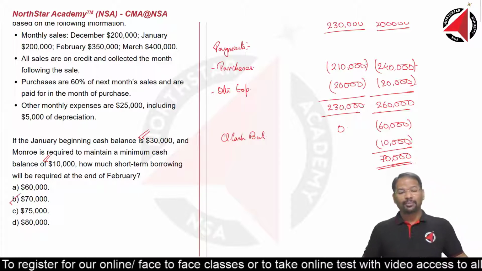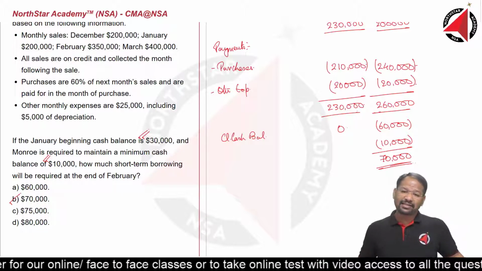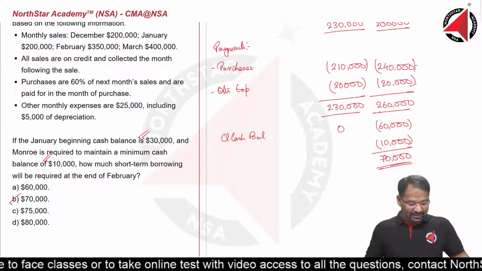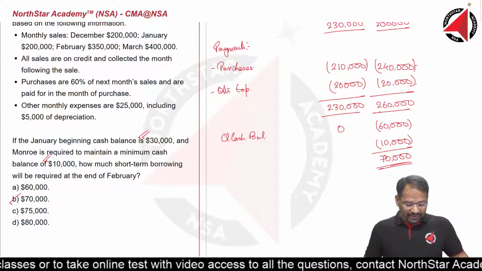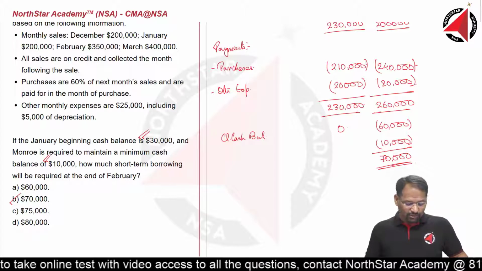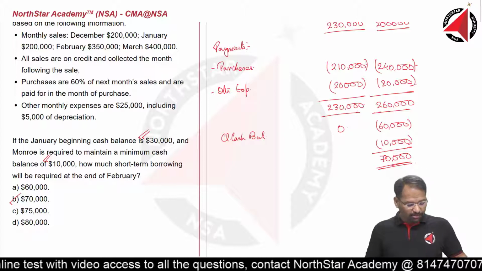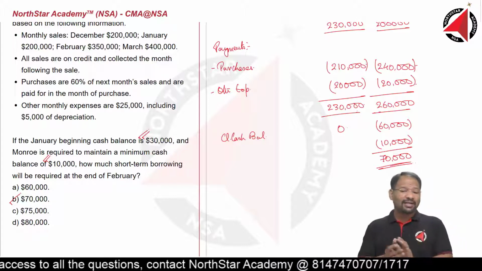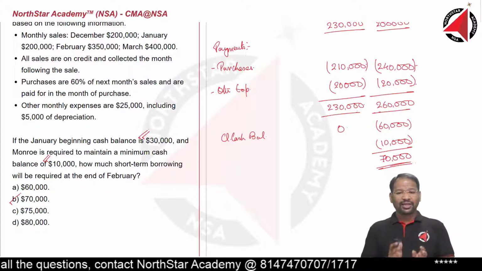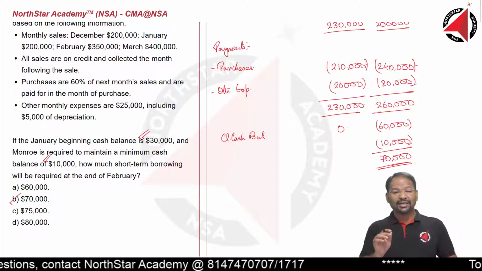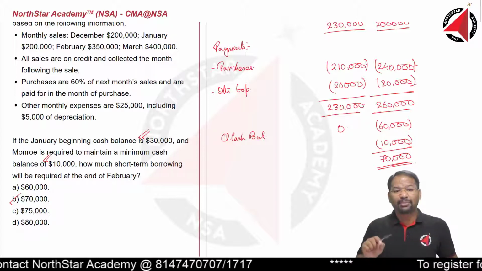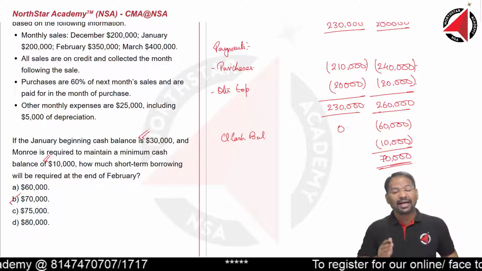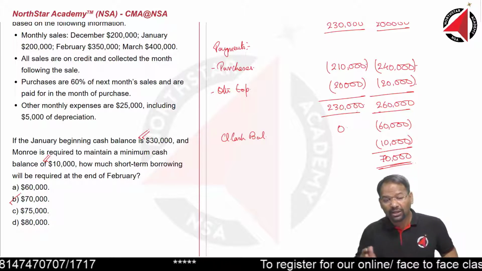So the correct option would be option B, $70,000. But there is an alternative understanding of this question also. Let's read the last point of the question. It says, Monroe is required to maintain a minimum cash balance of $10,000. How much short-term borrowings will be required at the end of February? Here, nowhere it looks like that the question wants to say that $10,000 should be maintained as closing cash balance only for the month of February. It looks like that $10,000 should be maintained as closing cash balance for all the months.